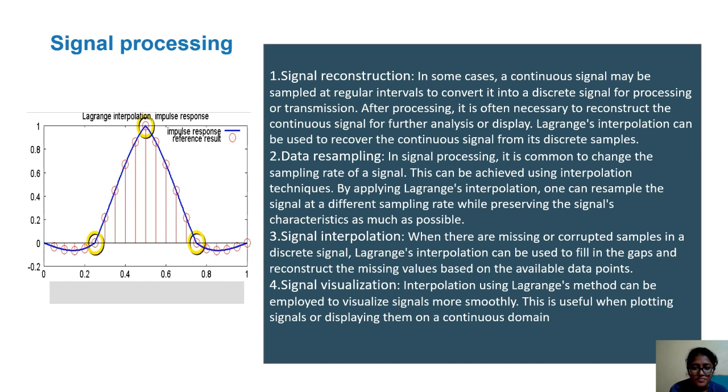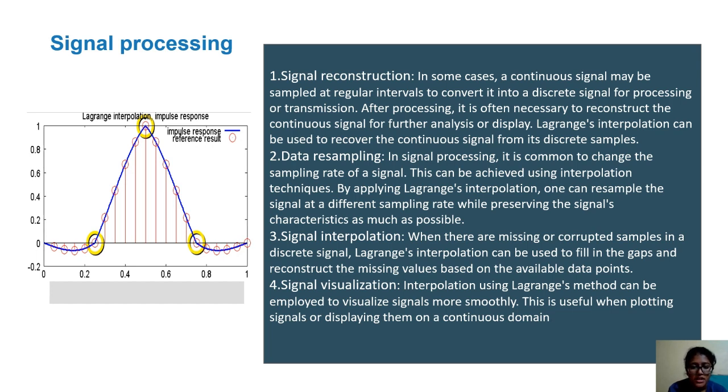Signal reconstruction. In some cases, a continuous signal may be sampled at regular intervals to convert it into a discrete signal for processing or transmission. After processing it, it is often necessary to reconstruct the continuous signal for further analysis or display. Lagrange's interpolation can be used to recover the continuous signal from its discrete samples. In simple words, it is used for reconstructing continuous signals from discrete samples.